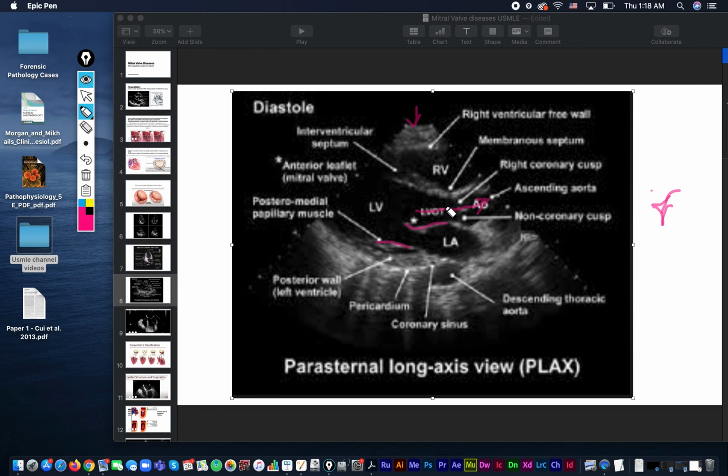Let's see. And the ascending aorta is open. We know this is in systole. And see how I said the descending thoracic aorta? See how it's bigger than in the previous picture in diameter? That's because it's taking the cardiac output to oxygenate the tissues.